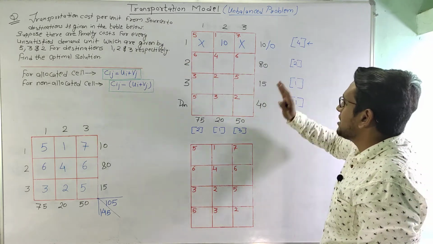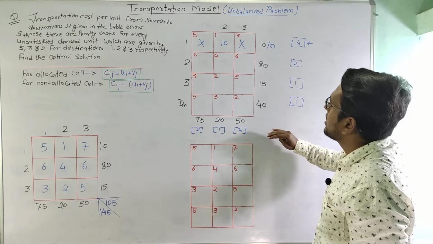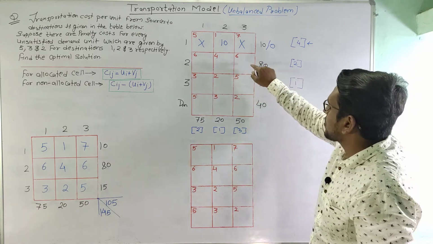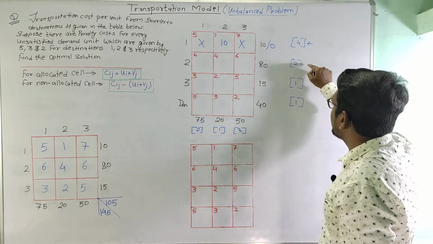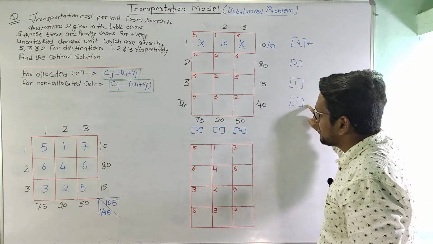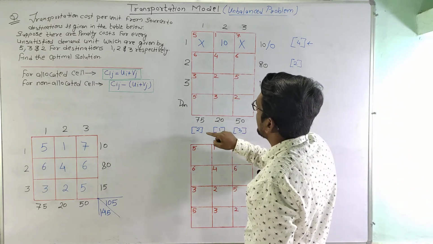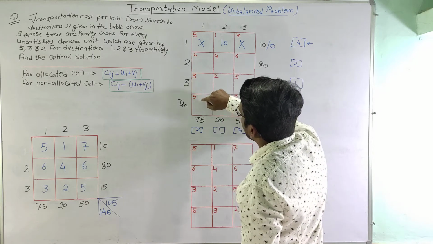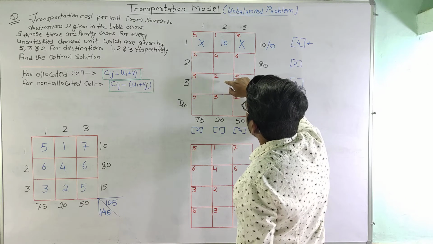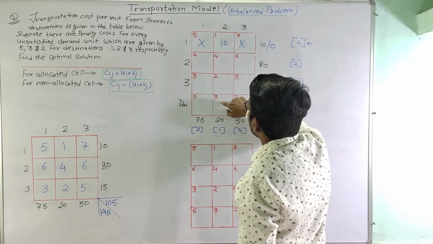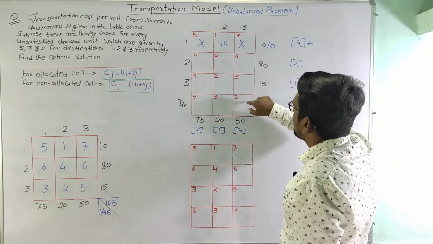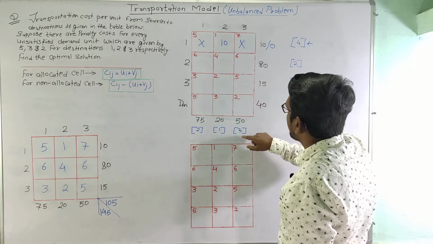Now again for the remaining matrix we will calculate the penalties. As the rows do not change, the penalties in the rows will also not change, and we need to calculate the penalties in the columns. So this will be 5 minus 3, which is 2. Here minimum is 2, next minimum is 3, difference is 1. Here minimum is 2, next minimum is 5, difference is 3.